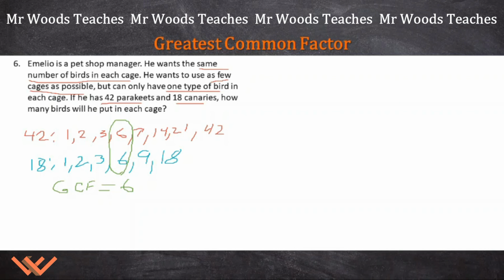Are we done? No. What I've written here is that Emilio would put 6 birds in each cage. Same number of birds in each cage, so I just did that. 6 is the same number, and this is just saying what he's going to be doing.